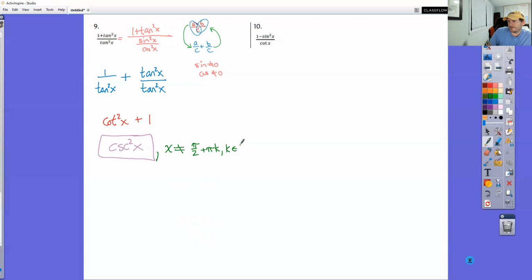And if you're starting to think that our restrictions are always either pi over 2 plus pi k or just plain old pi k, well, you're right. So far, that's been true. There are other problem types, obviously, that might have some different restrictions. I don't know if any of them made it onto this worksheet, though. We'll find out.